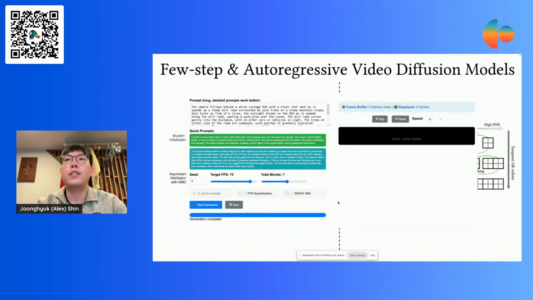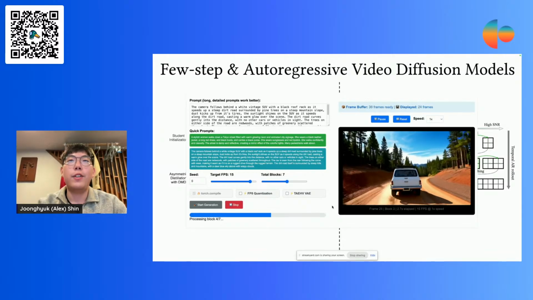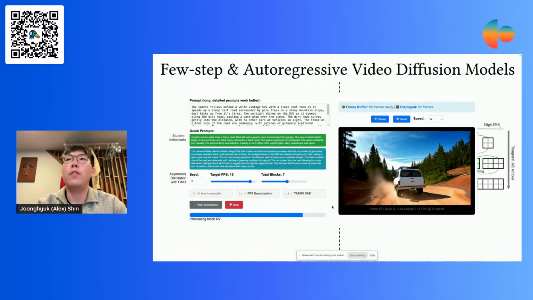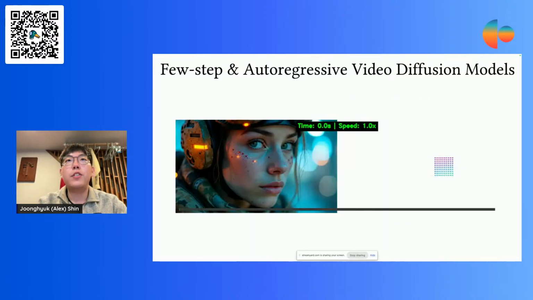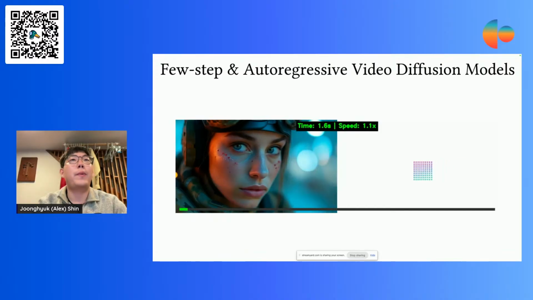So this is a demo of CausVid. You put in a lot of prompts, and you can see the videos generating online in a streaming fashion. So you don't have to wait for the entire video to be generated. You can basically stream generate it. But there's a big issue with this kind of streaming-based video generation.